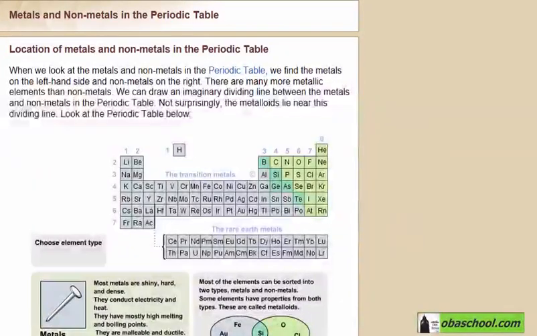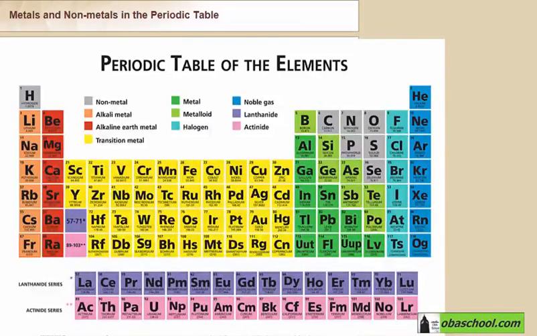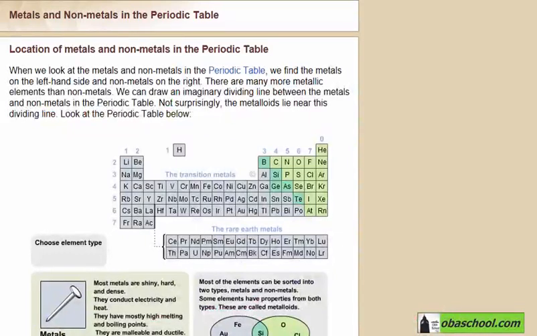Let's now describe the location of metals and nonmetals in the periodic table. If we take a look at the periodic table, we find that metals are on the left-hand side and nonmetals are on the right. Actually, there are more metallic elements than nonmetals. We can draw an imaginary dividing line between the metals and nonmetals in the periodic table. And not surprisingly, the metalloids lie near this dividing line.